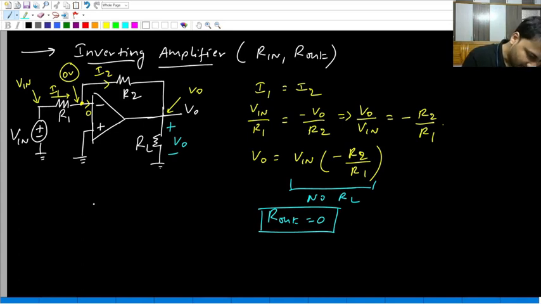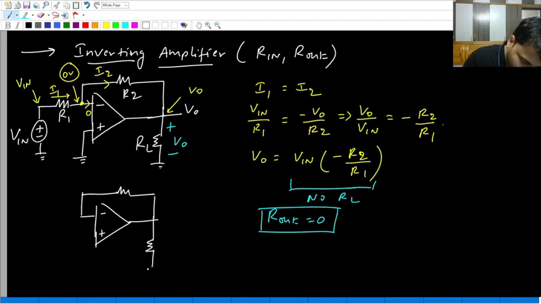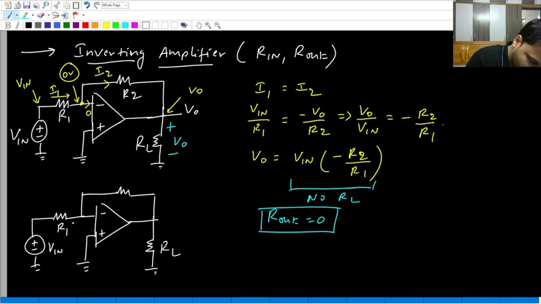So let me draw the same circuit again. So this is the same circuit, the inverting amplifier. Now we are trying to find the input resistance. What is the method of finding input resistance? I told you, replace the input source with a voltage source Vt. Yes or no? Replace the input source with a voltage source Vt.